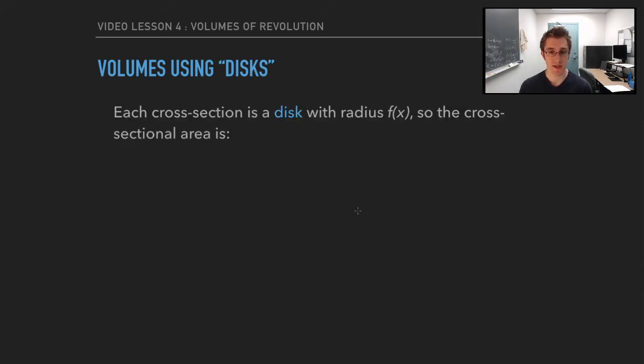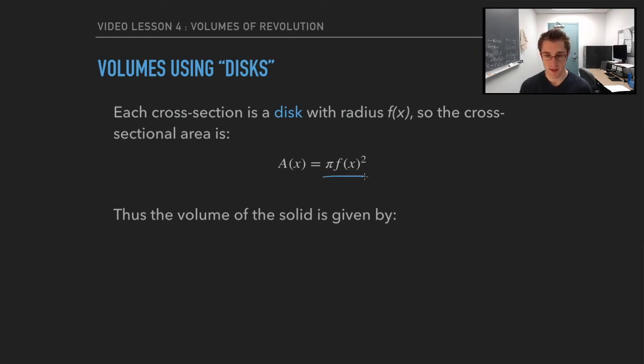So I guess I already said this. Each cross-section is a disk, and the cross-sectional area of each disk is the area of a circle with radius f of x, pi times f of x squared. And just like we saw at the beginning, to find the volume, I can just take the integral of this from a to b, and I get the volume.